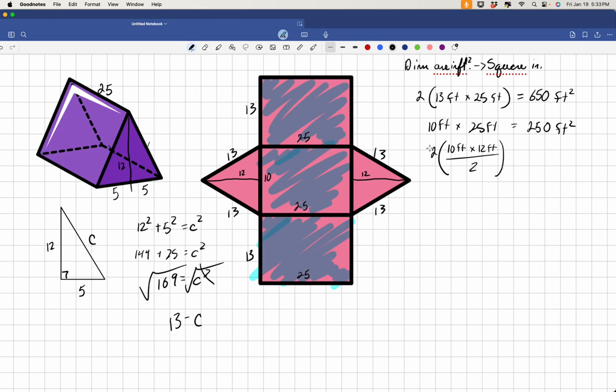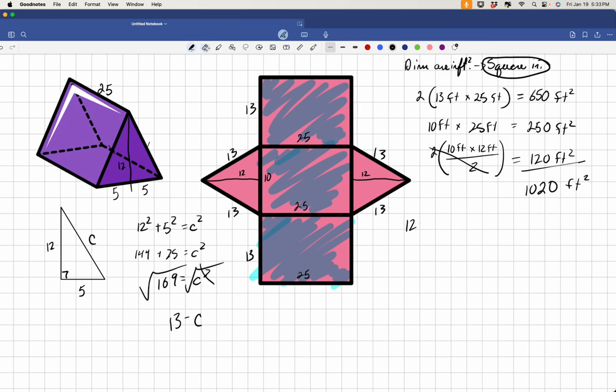2's would cancel. So that's 120 feet square. Okay, that's 0, that's 12, carry 1, that's 10. So 1,020 feet square. But it wants the answer in square inches, or inches square. So we're going to convert that.